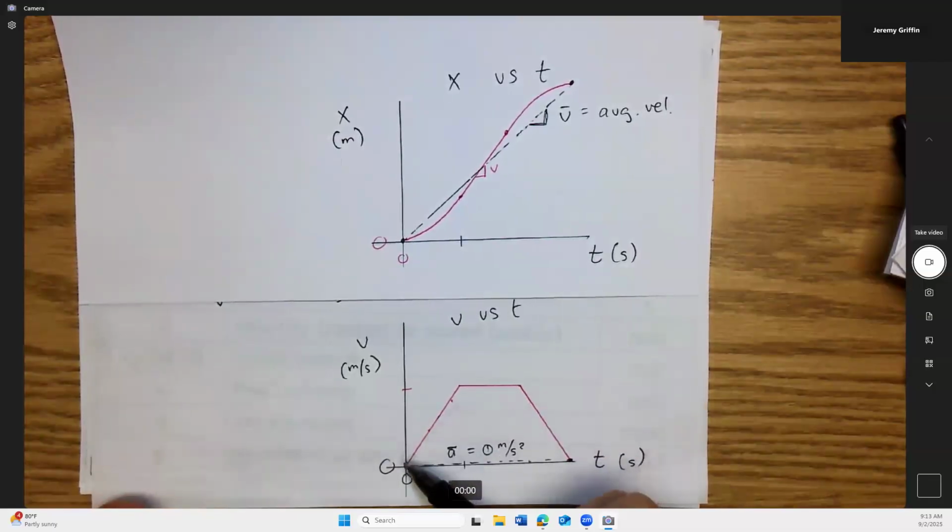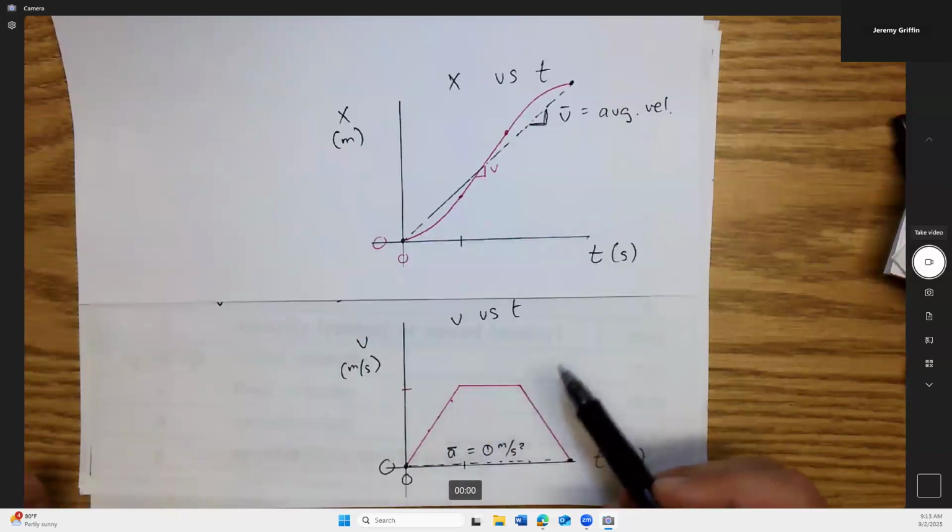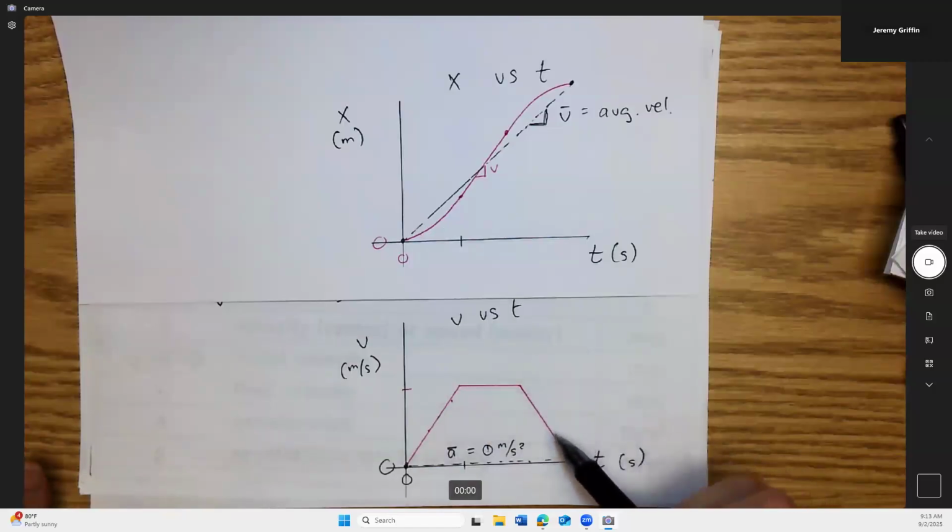Now, in some places the acceleration was positive. We're speeding up. Now there was 0 acceleration exactly in the middle. But then when he was ready to stop, there was negative acceleration. But from beginning to end, it's 0.